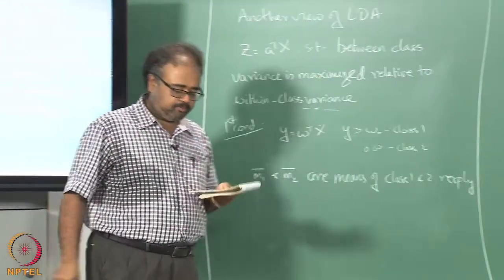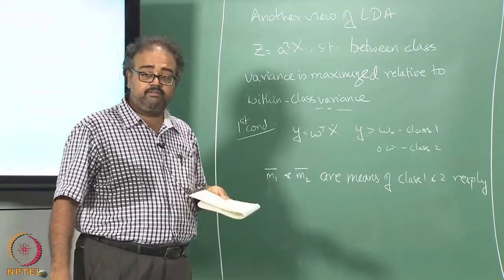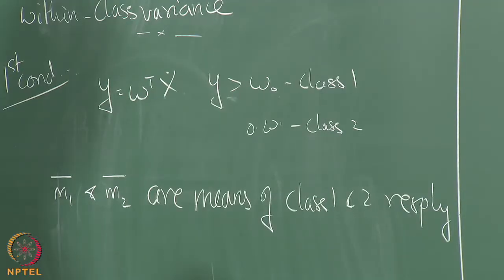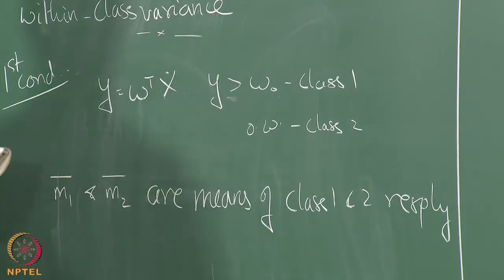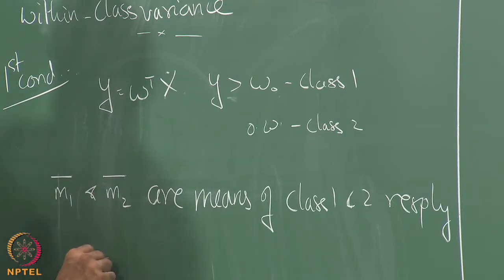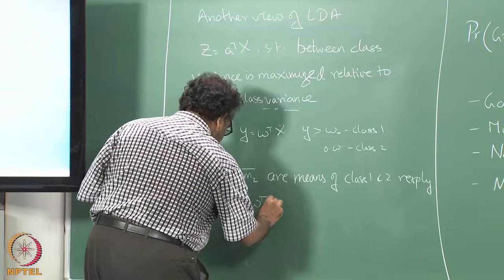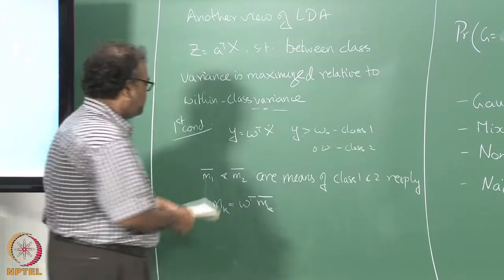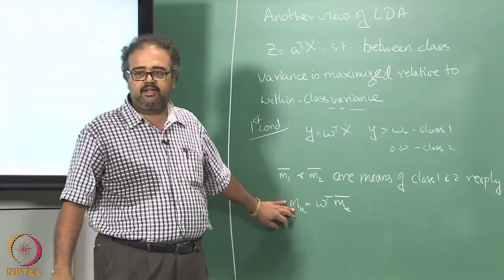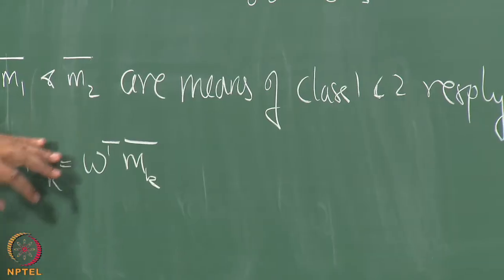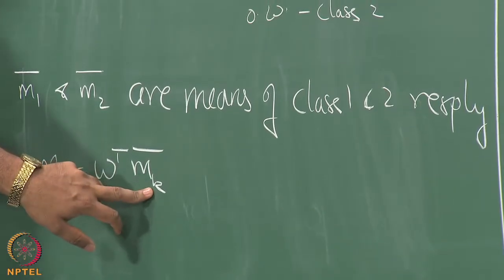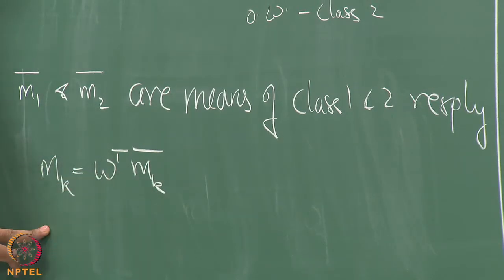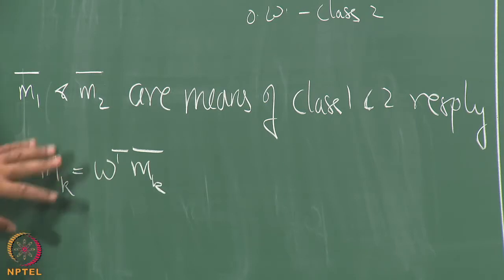So I am going to say M1 bar and M2 bar are the means of C1 and C2. We know how to compute M1 bar, just like you compute mu hat. When I write the mk without the bar, it is the projected one. So W transpose mk hat is essentially the projection of the mean in the direction W, okay.